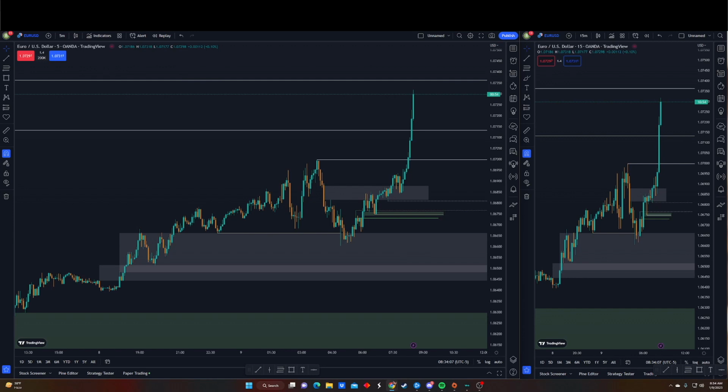Wow. It's so crazy. Asia into London. It's just not really good movement. It's choppy, it's slow. And London Open, choppy, slow, and then right at 8 o'clock it just launches.